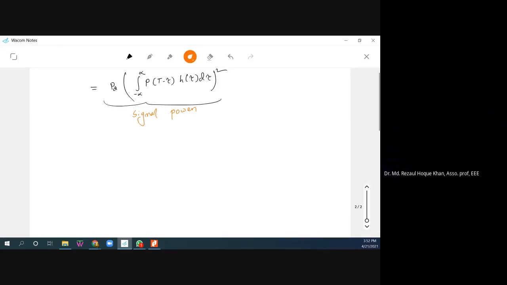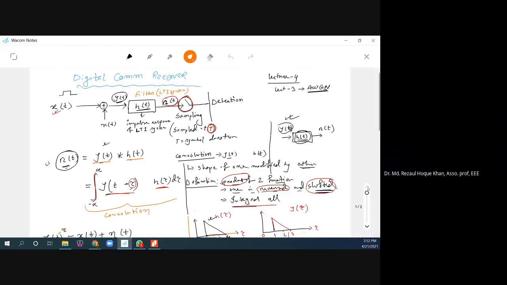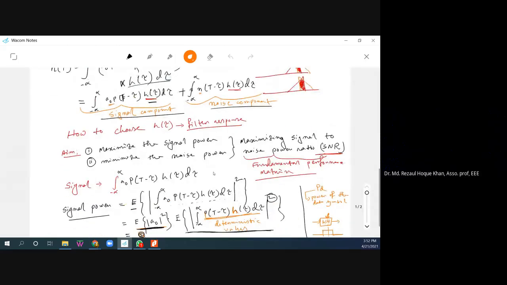In the next lecture, we will derive the noise power. Once we know the characteristics of the signal and the noise individually, we can better design the impulse response of the filter, or better fulfill this criterion, SNR. So we will stop here.